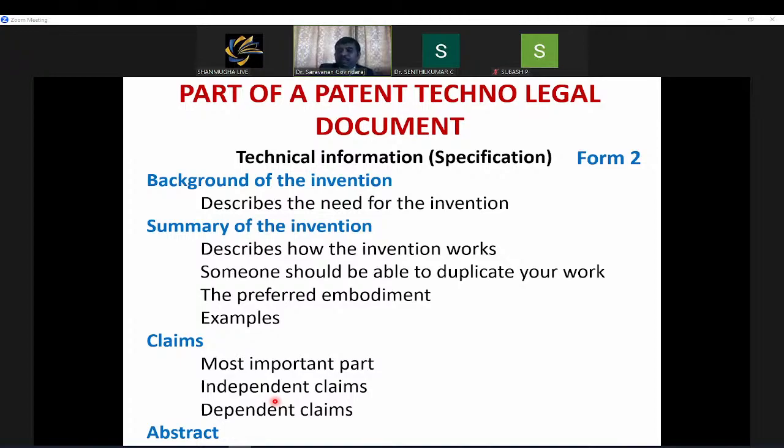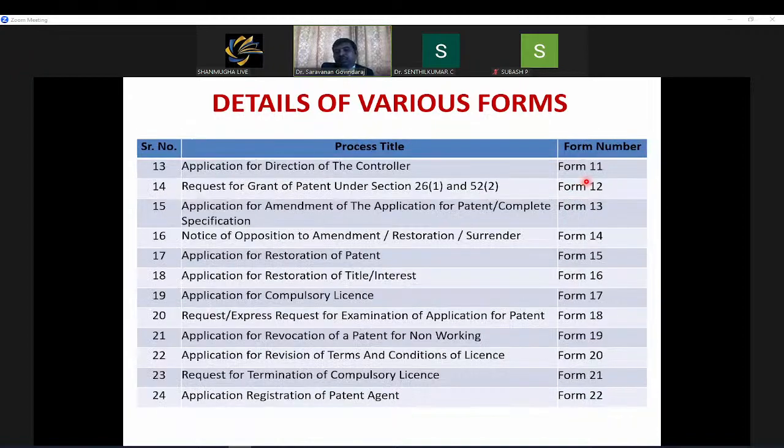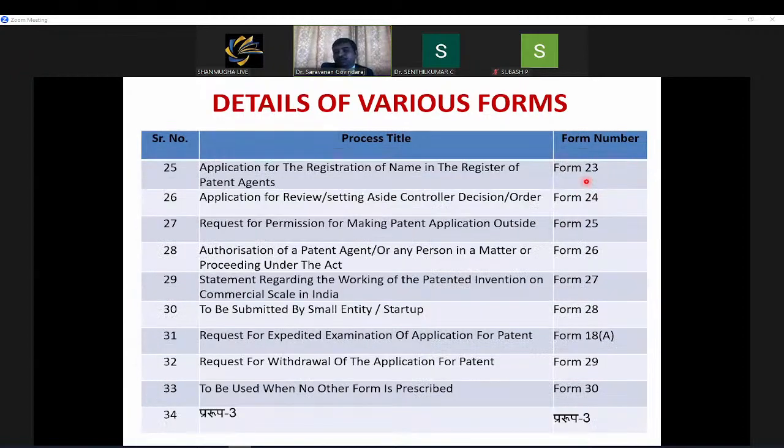This is the most important part. You can claim n number of things, whether it is dependent or independent. And you have to give abstracts also, where all these 3 things will be covered in the abstract. So these are the details of various forms. Starting from number 1, if you are looking, there are 30 different forms available.